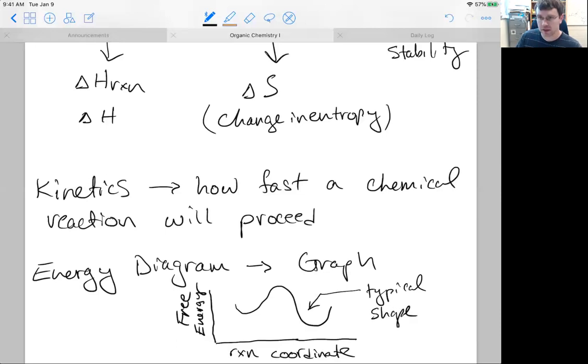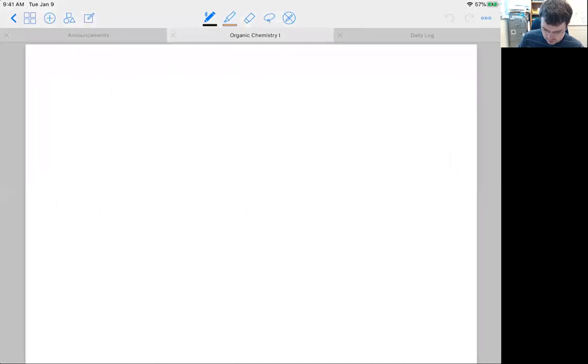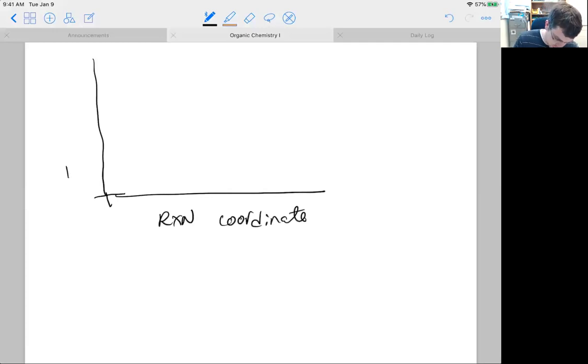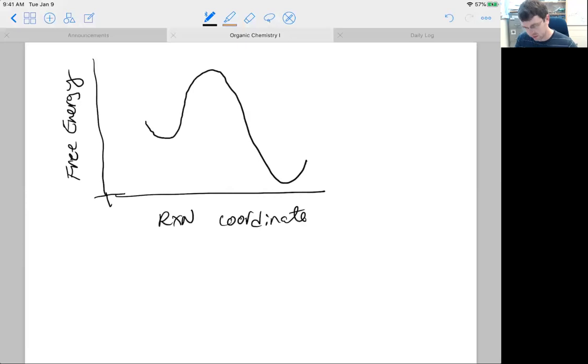Okay, now let's break this down. We have the coordinates of the energy diagram, that is, reaction coordinate and free energy. What we're going to have is kind of a valley, a hill, and then a valley, and we're going to stop. So we can break down this energy diagram by looking at the curve.